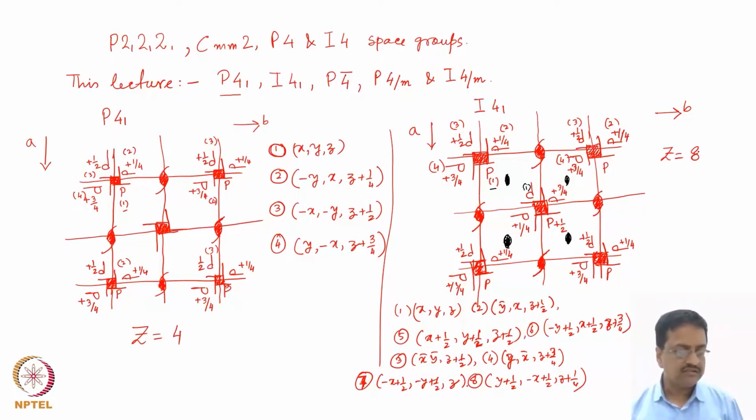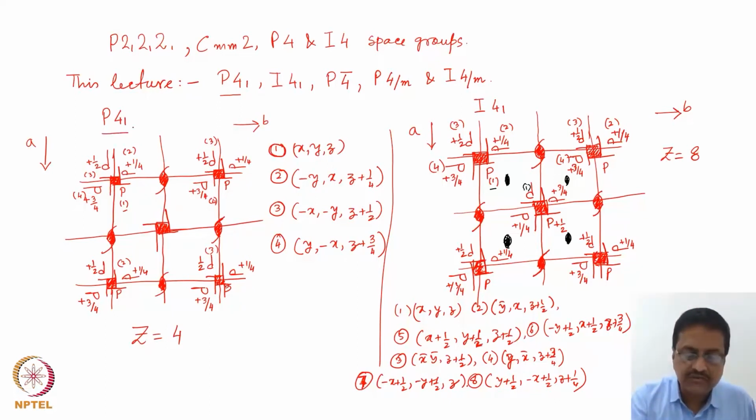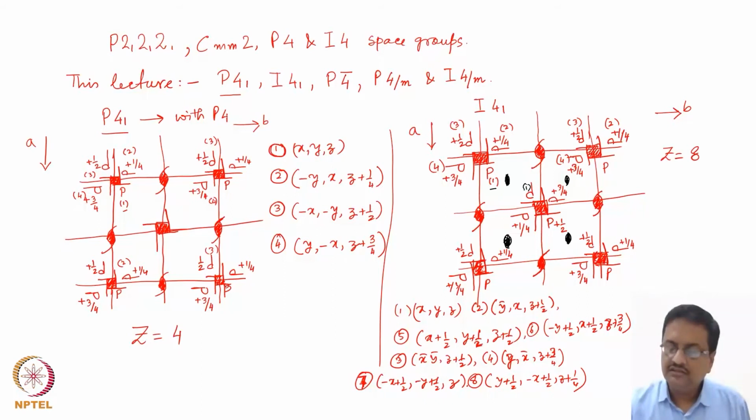So now what I would ask you to do yourself is to compare the stereographic projection of P41 with P4, which was done in the previous lecture, and I41 with I4, which was also done in the previous lecture, and try to understand the differences or additional symmetry elements that are associated with P41 and I41 compared to P4 and I4 space groups.